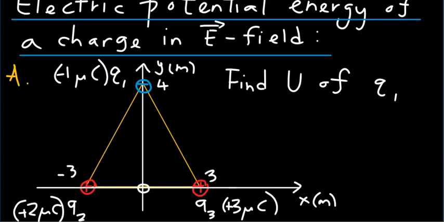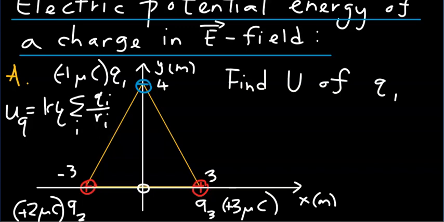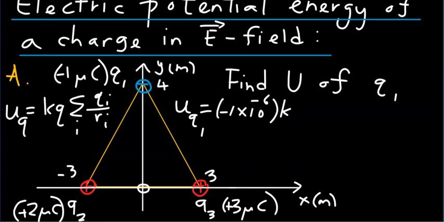Let's go back to the same triangular point charge system that we encountered before. Now we want to calculate the electric potential energy of Q1. Q1 is this charge right there. It's sitting in an electric field created by Q2 and Q3. According to the compact formula that we have just written down, the sum over Qi over Ri terms, we get the following. Q1 is minus 1 microcoulomb, so minus 1 times 10 to the power minus 6, times K, which is a constant. In this particular case, there will be two terms in the sum. One due to this, the other due to that.